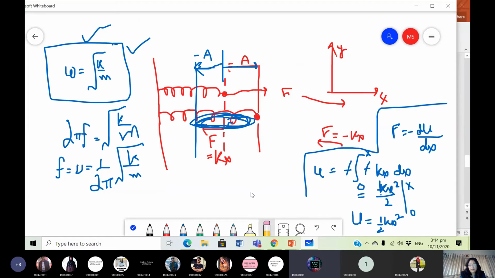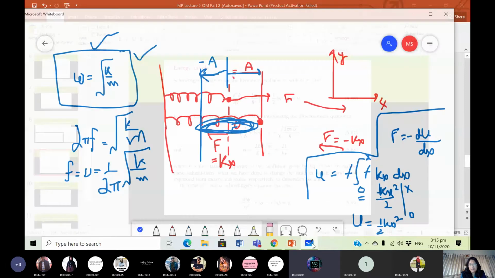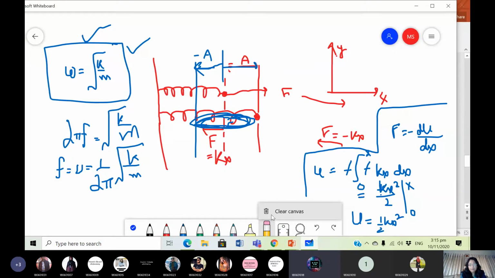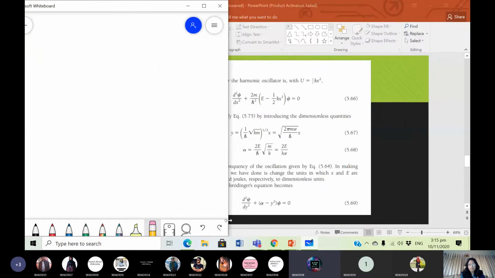Well, I don't really need to use a board here, but basically we have minus h bar squared over 2m d squared psi by dx squared plus, well, I should write it, I guess. So here we are going to write minus h bar squared over 2m d squared psi by dx squared, right?